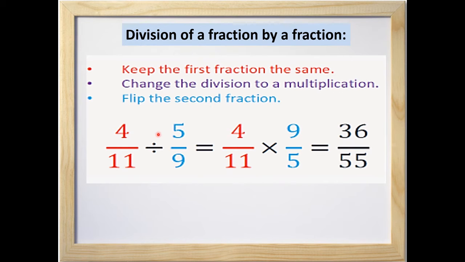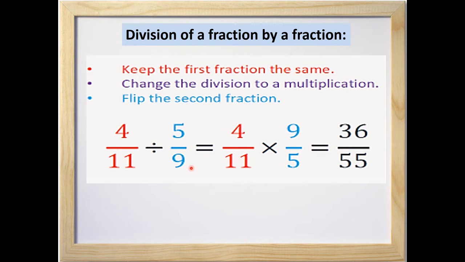Understood, children? For example, let us divide 4 by 11 divided by 5 by 9. See here, both are fractions. So we will keep this dividend just like that, that is 4 by 11. And then we will change the division sign into a multiplication sign.